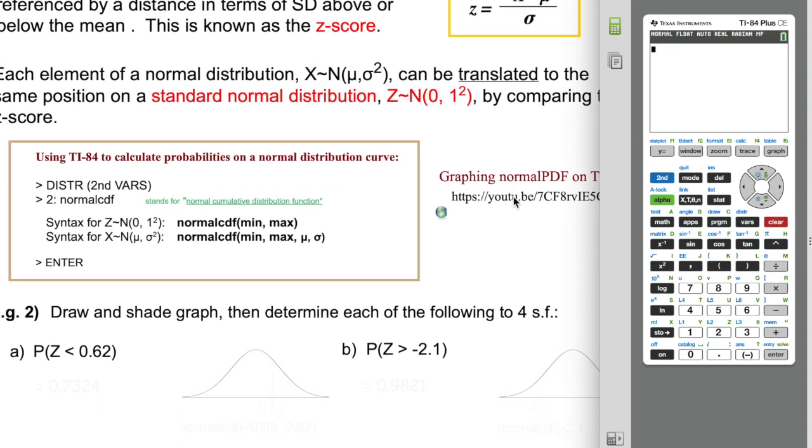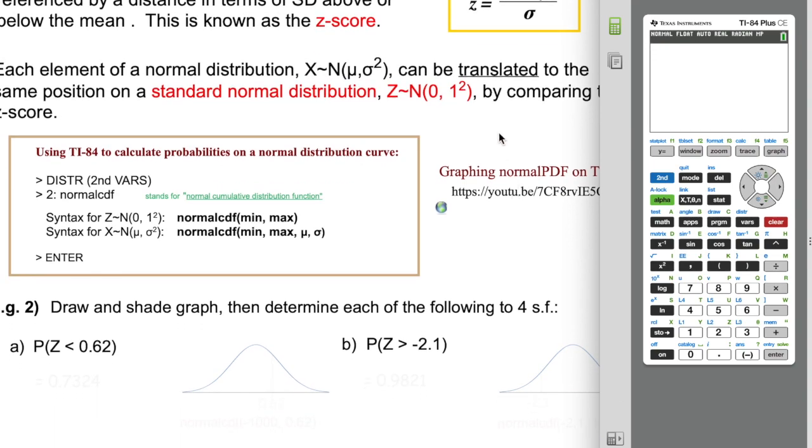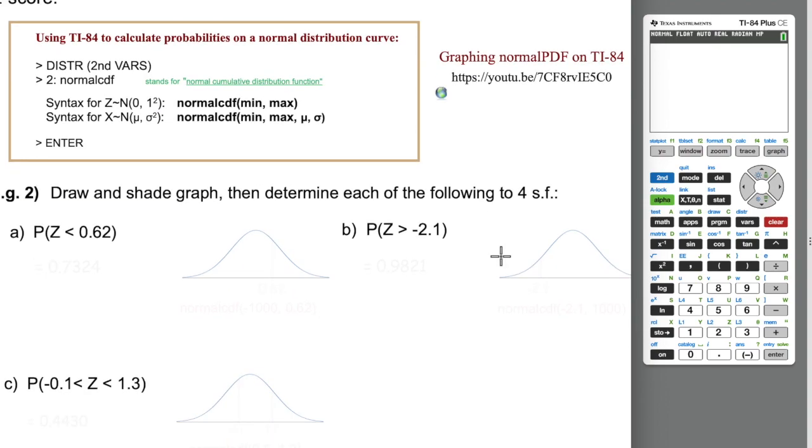So when we do the translation, I can compare, for example, if somebody got a 78% on test 1, but it's a harder test, compared to someone who got an 82% on an easier test, who actually did better? This way we can compare data more fairly. Next, we will be using the graphing calculator to determine the probability of different data points on a bell curve.